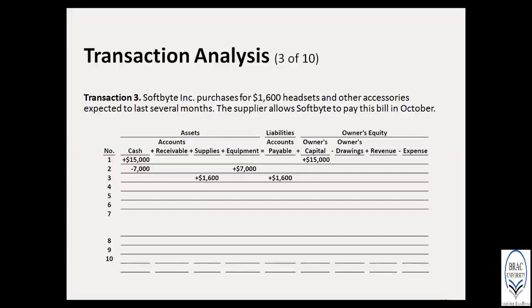The other important information about this transaction is that the supplier allows Softbyte to pay this bill in October. So that means Softbyte hasn't paid the amount yet. So there is a liability worth $1,600 on Softbyte's accounts. We can see in the accounting equation that a liability called accounts payable has been created in the liabilities section of the accounting equation. After this transaction, both sides of the equation are equal.